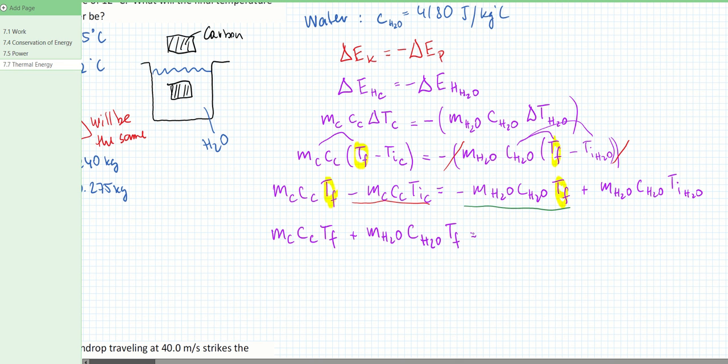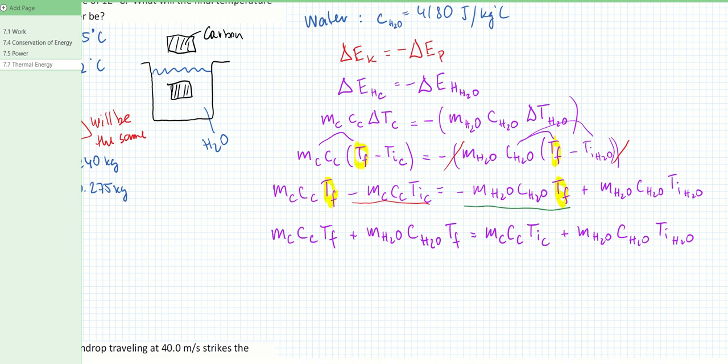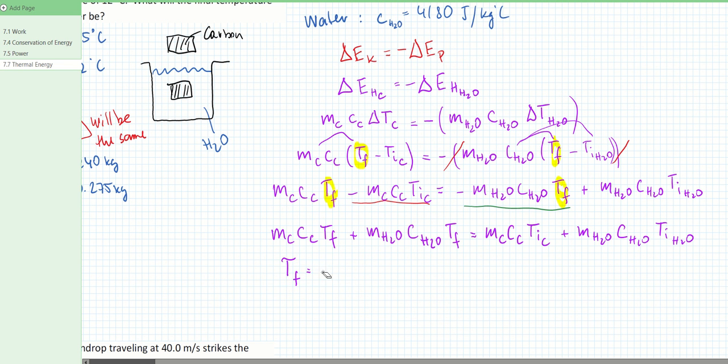Okay, that's on that side. Now once you move this it becomes positive, so we have the mass of carbon times specific heat of carbon times the initial temperature of carbon, which is positive now, plus the mass of water times the specific heat of water times the initial temperature of water. All right. So on the left side, we can factor out the final temperature. So you're going to factor the TF. No equal, sorry. There should be parentheses.